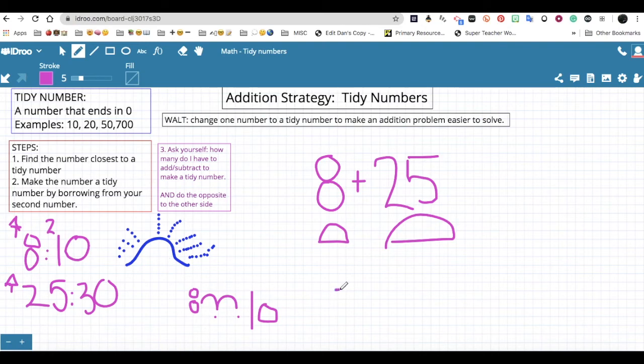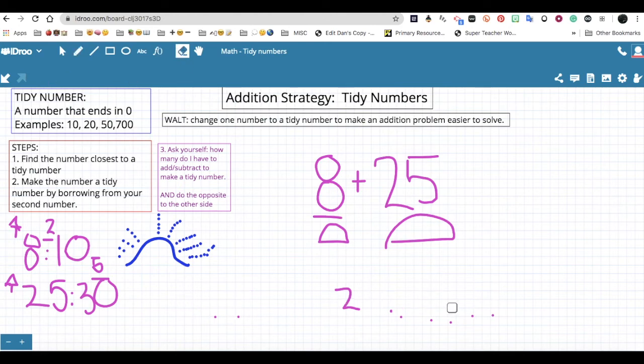Compared to 25, we need to get to 30, so we need to count 26, 27, 28, 29, 30. 1, 2, 3, 4, and 5. So we're adding 5. So the closest number to our tidy number would be our 8. Okay, because we're only adding 2 compared to having to add 5 to get to 30. So this is our number that's closest to a tidy number.